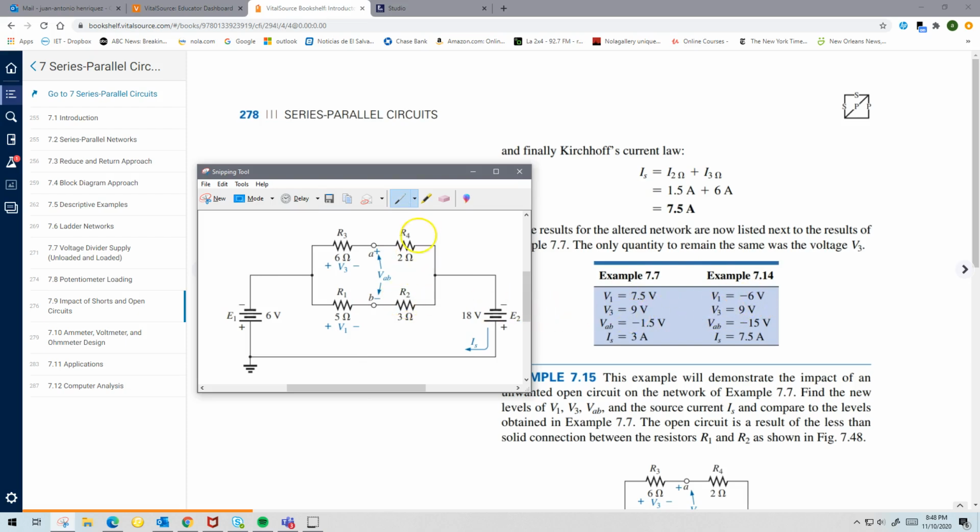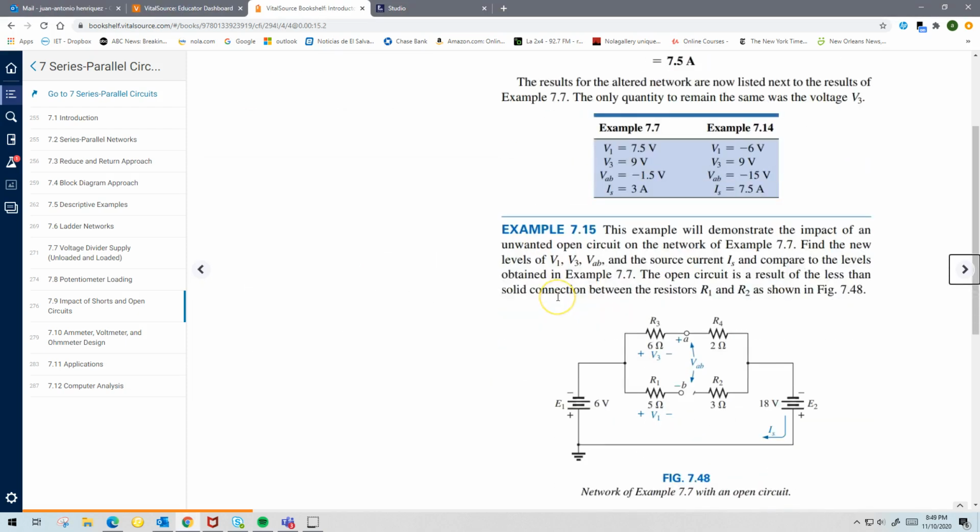As we noticed before, this leg is not really impacted, so V3 remained the same. This leg wasn't impacted either, because you were measuring from A to this point B, which became ground. But some of the other voltages are impacted, okay? And so that's what's important, that you're aware of shorts or opens in the circuit, because it's going to impact areas in your circuit, and you should be aware of how to handle that.